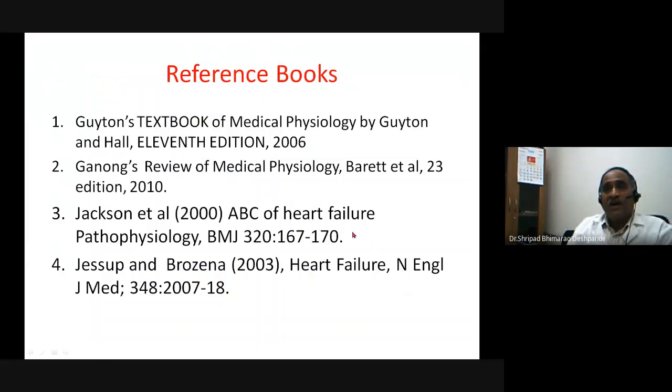Now, I have referred to the Guyton textbook. Those graphs, the atrial pressure and the cardiac output, are taken from the Guyton textbook, and some part I have taken from Ganong. And these two articles were of great help to me: Jackson et al. from the British Medical Journal, and Jessup and Brozena from the New England Journal of Medicine. They are of great help to me.